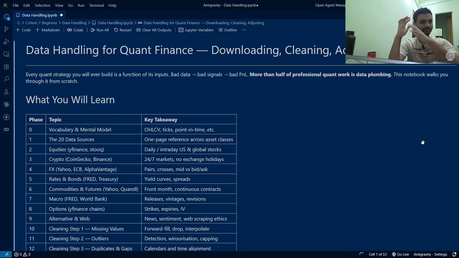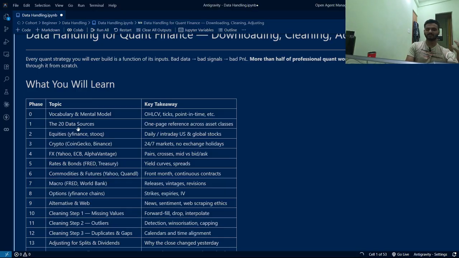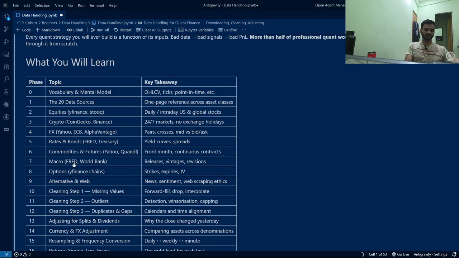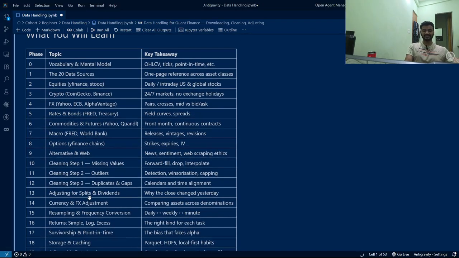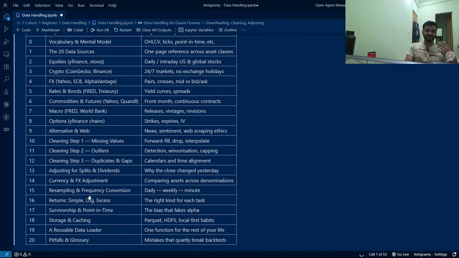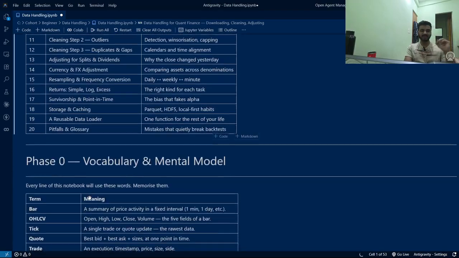Now, today we're going to be talking about another concept: data handling for quantitative finance. It's a beginner video, right? What we will learn is right here: vocabulary, the data sources. It's not 20 actually, I added 45 data sources for everything that you could actually need, and then cleaning steps, data handling, adjusting, resampling, return, survivorship bias, every single thing.